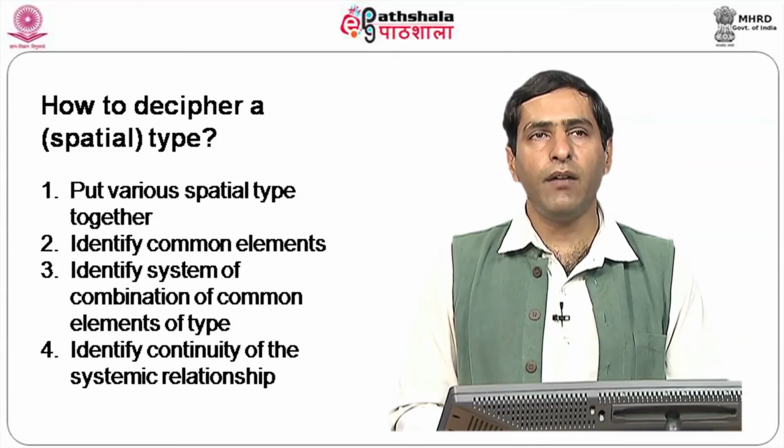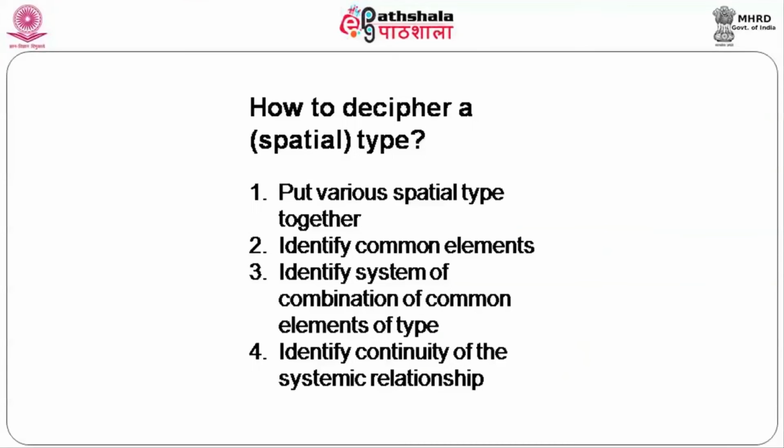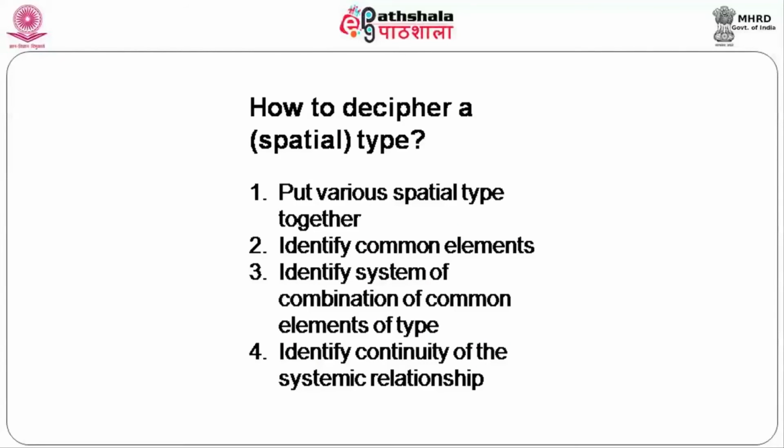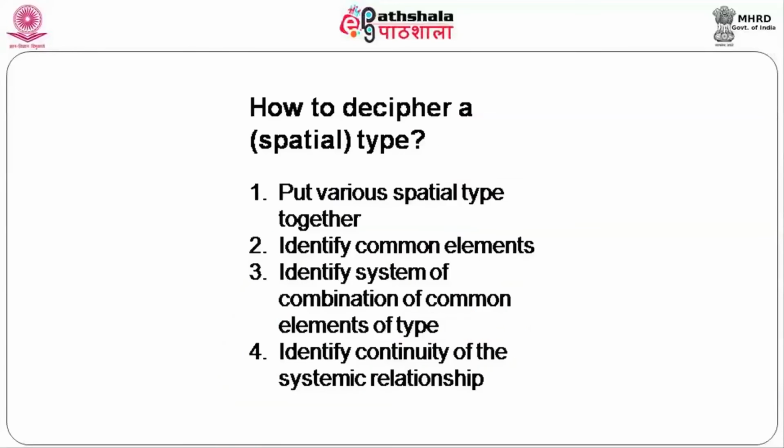So, I have put down 4 or 5 important rules that make up a type. First is to put various spatial types together. If you are trying to study a settlement, you document it and put all these plan types together. Once you put them together, identify common elements. For example, your element could be a courtyard, it could be some kind of semi open space. Identify one of the elements and see how it is continuing in the others, or whether it is continuing, in what manner it is continuing, how it is transforming, etc.